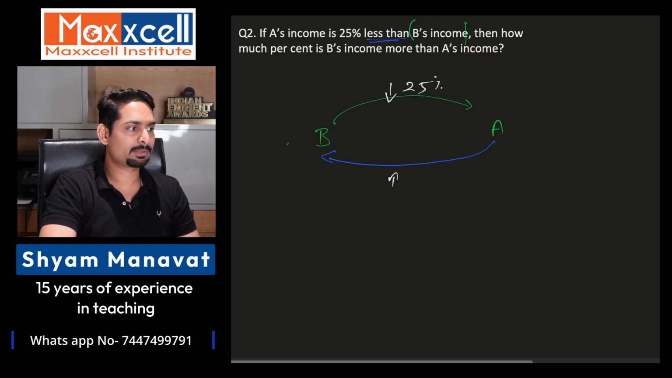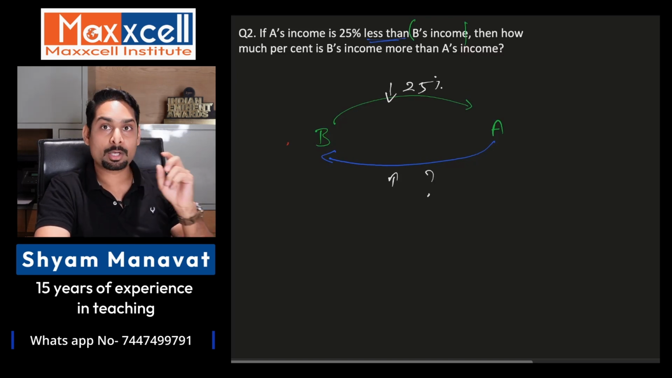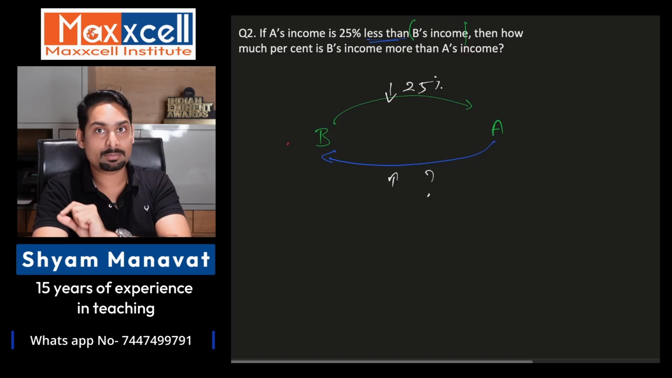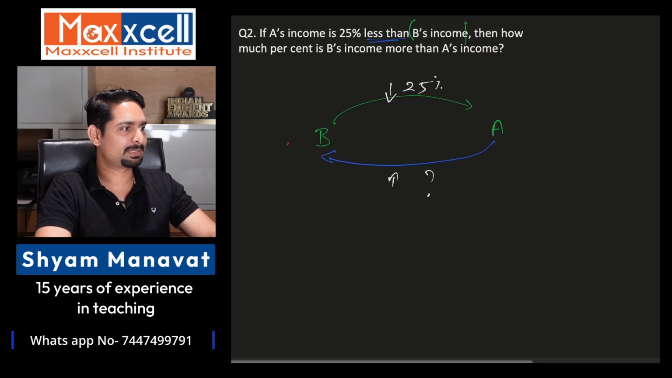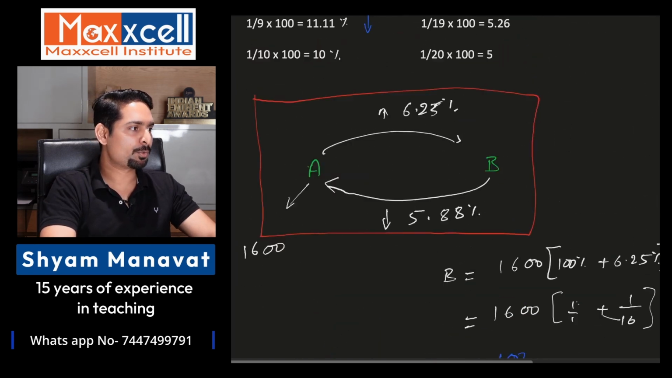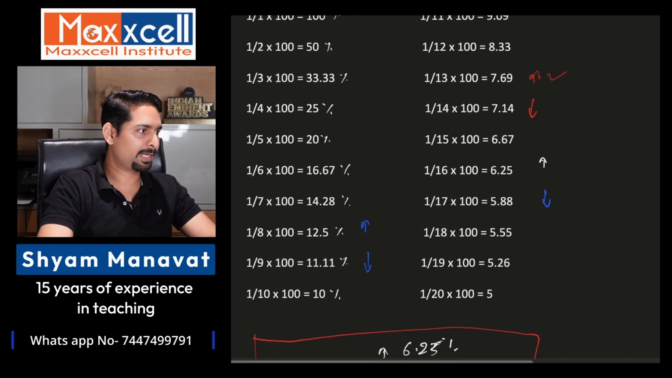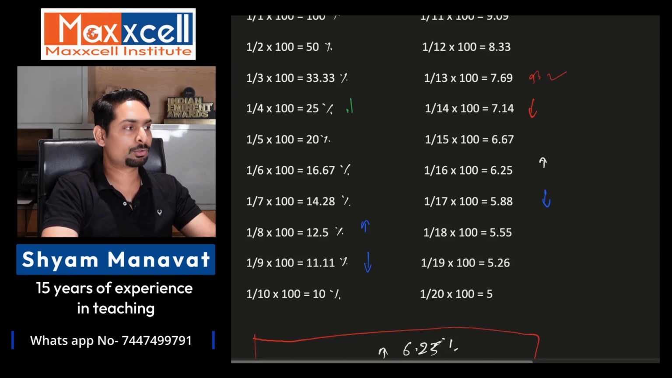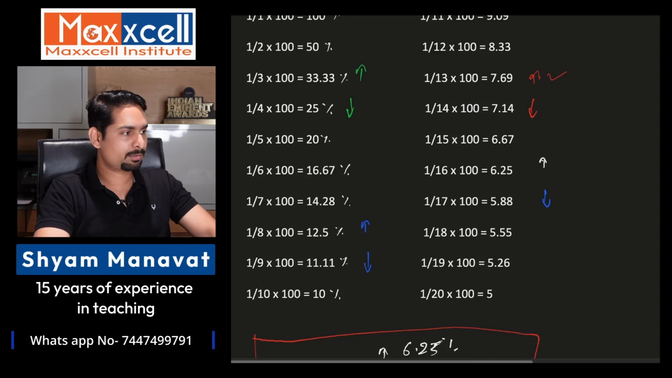Increase by question mark. I don't know. What should be the increase percentage? Should I do all the calculation? Should I do the entire calculation? No. I have the fraction percentage value table with me. So in here we have been given that it is less or decrease by 25%. So the other value should be more or increase by what? 33.33%. You getting it? You're with me?